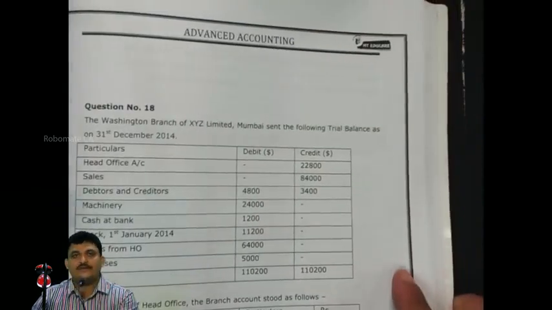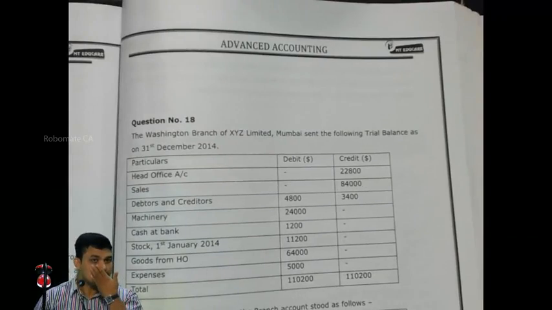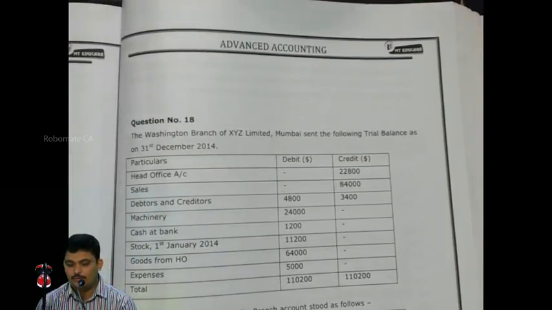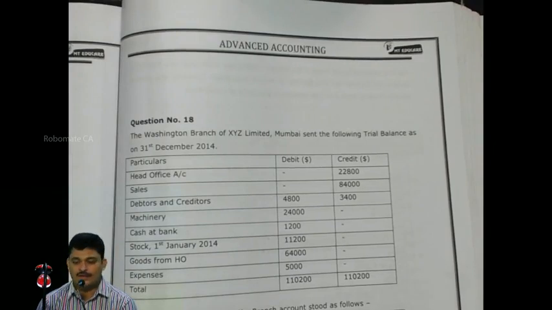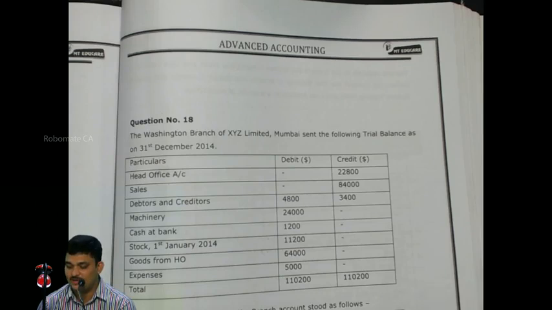Question number 18, page number 125. The Washington branch of XYZ Limited, Mumbai, sent the following trial balance as on 31st December 2014. Particulars: debit, credit in dollars. Head office account: sales, debtors, creditors, machinery, cash at bank, stock, goods from head office, expenses.